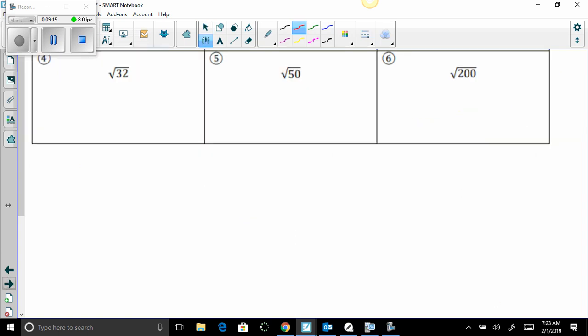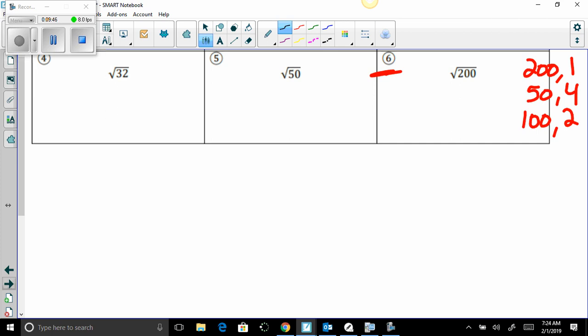Let's jump on to the next one. I'm going to skip those two. I'm going to go to number 6. So the square root of 200. I always think about what are the multiples. 200 and 1, 50 and 4, and 100 and 2. Anything else that we can think of? There's not much else that I can think of there, so let's see what we get here.